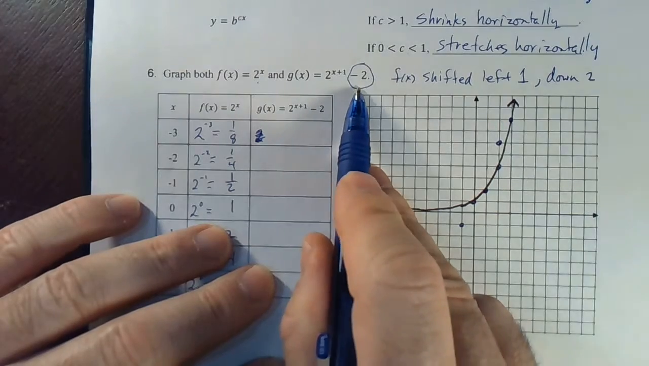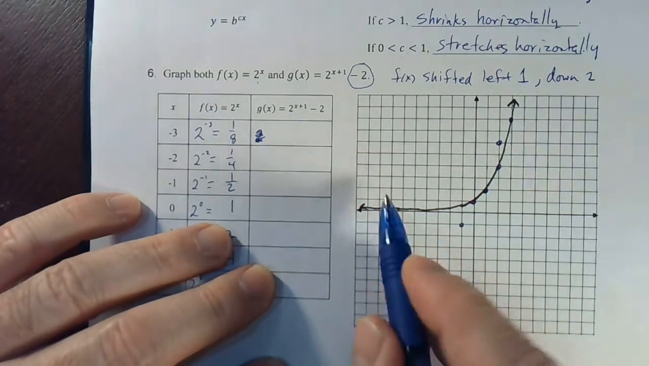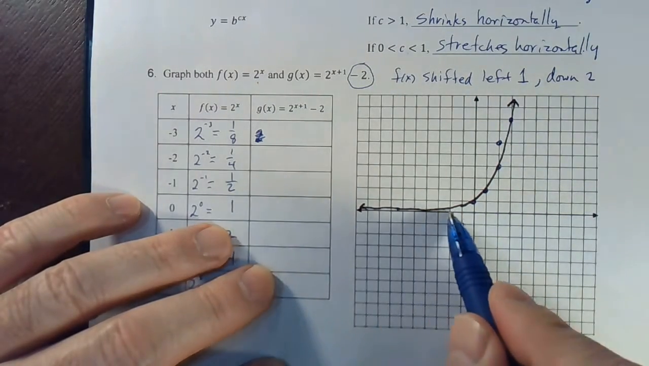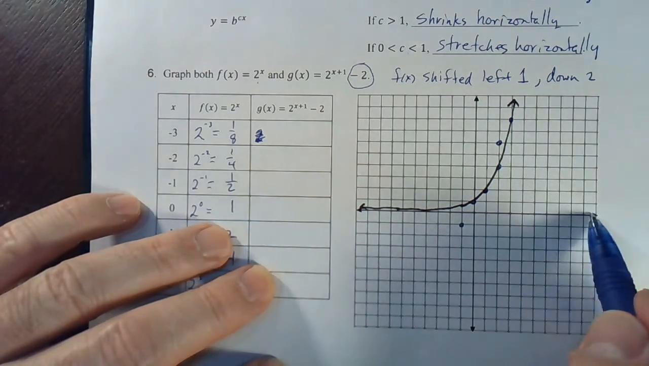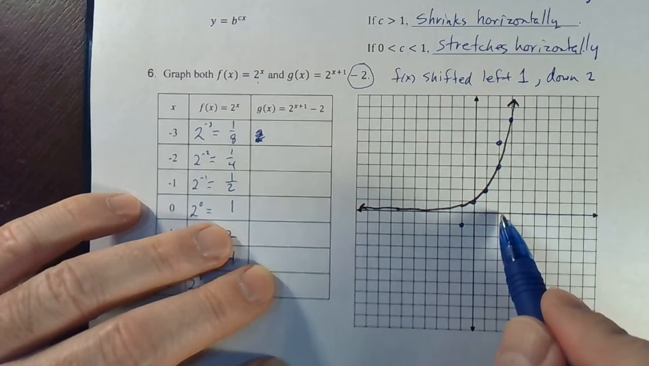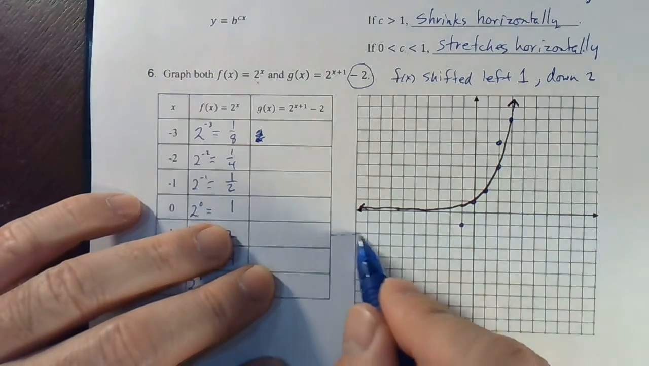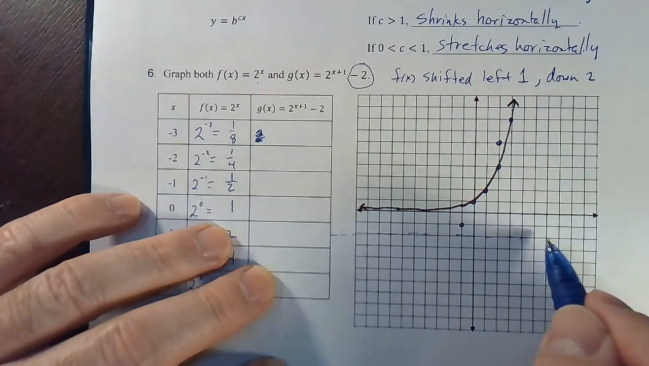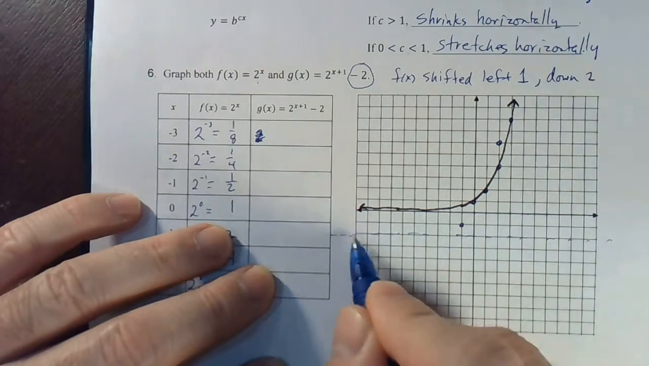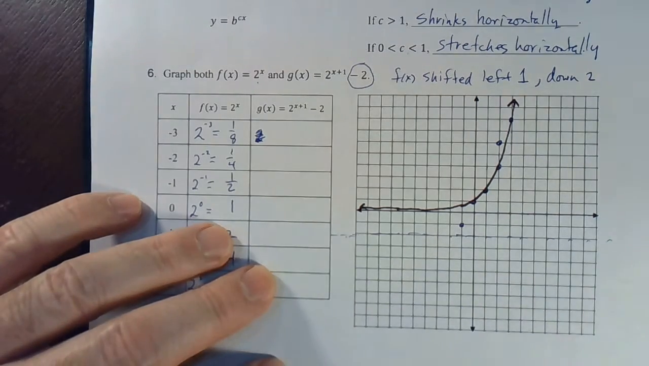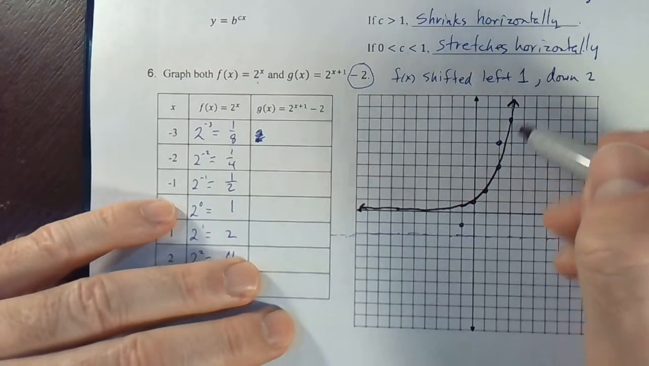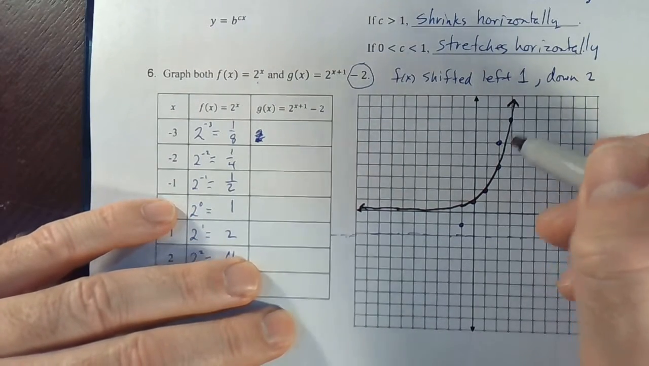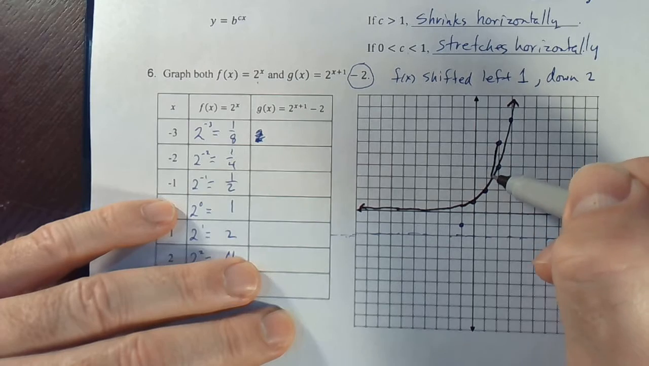Since we're going down 2, instead of having the horizontal asymptote being the horizontal line y equals 0, the x-axis, it's going down 2 units. So our horizontal asymptote is going to be that. So I can simply follow like this.